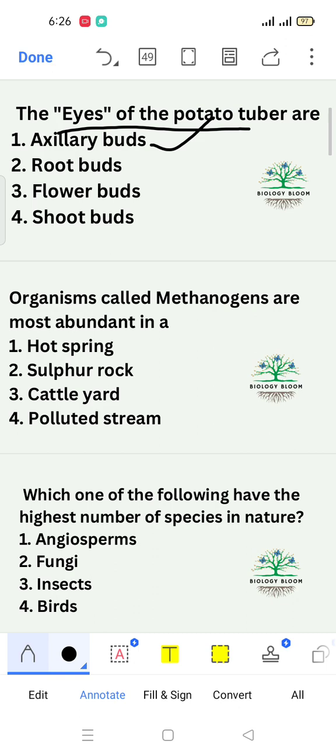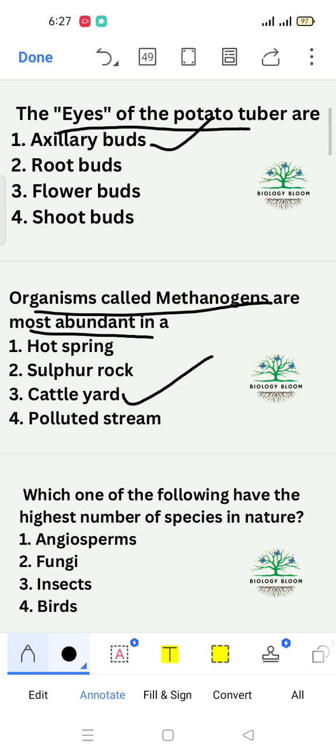Question number 2 is: the organisms called methanogens are most abundant in a. Methanogens are the bacteria which produce methane. So they are most abundant in hot spring, sulfur rock, cattle yard or polluted stream. So they are most abundant in cattle yard or paddy fields. Cattle yard contains waste material of cattle which is converted into methane by methanogens.